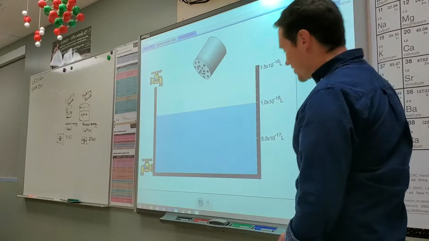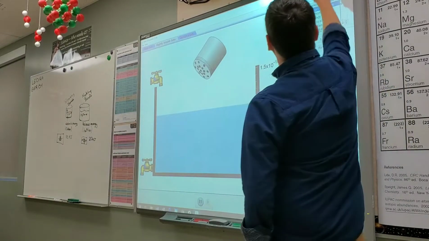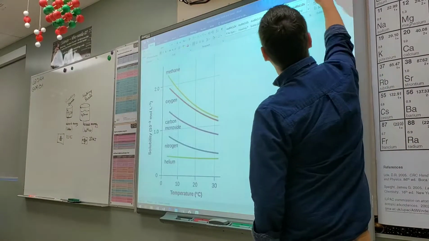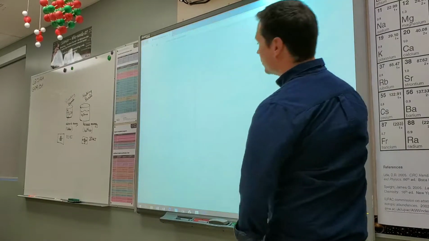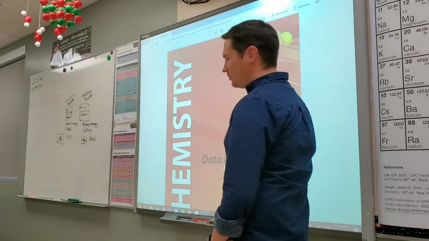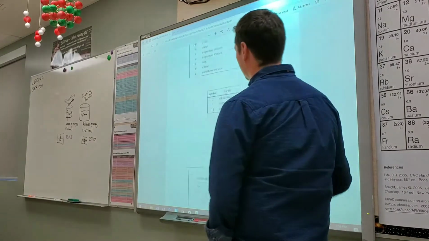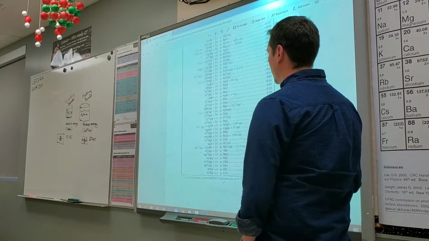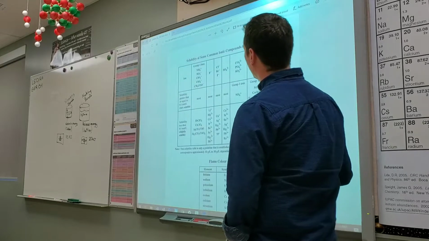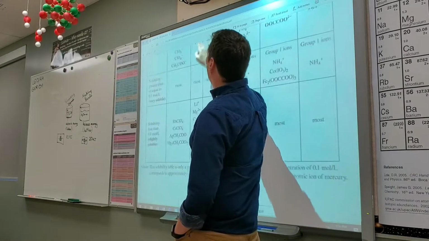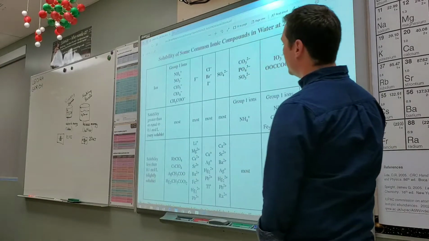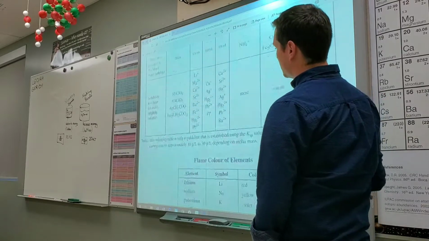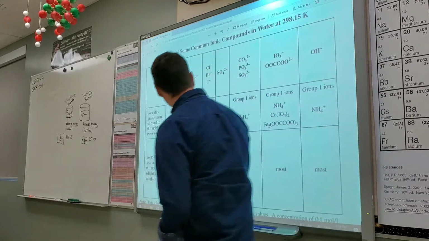Okay, strontium phosphate. What I want you to do is take out your data booklet. Okay. There we go. Page 7. No, page 6.